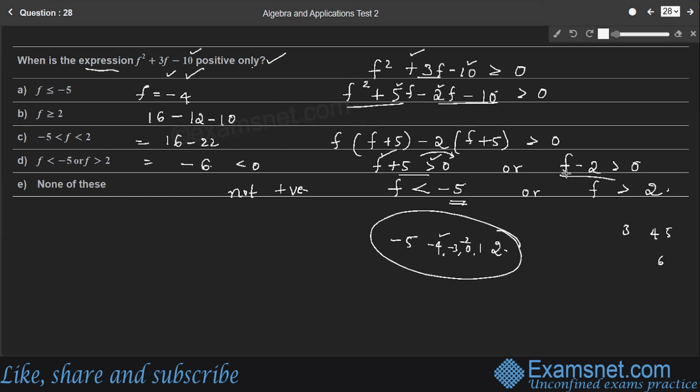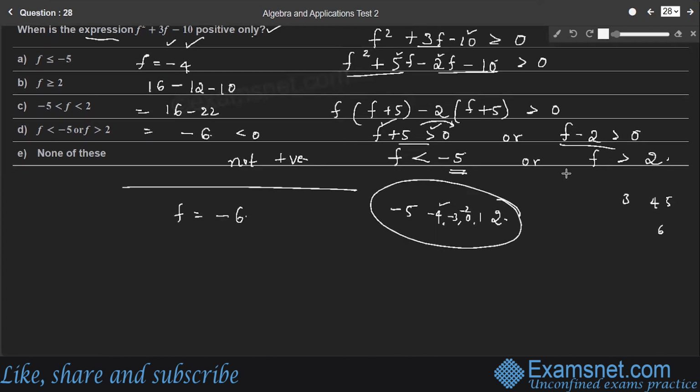Therefore, for the values f less than minus 5, consider f as minus 6. Given expression becomes f square plus 3f. F square is minus 6 the whole square, which is 36, plus 3 into minus 6 is minus 18, minus 10, becomes 36 minus 28, which is greater than 0. Right? Again, which is equal to 8, greater than 0.